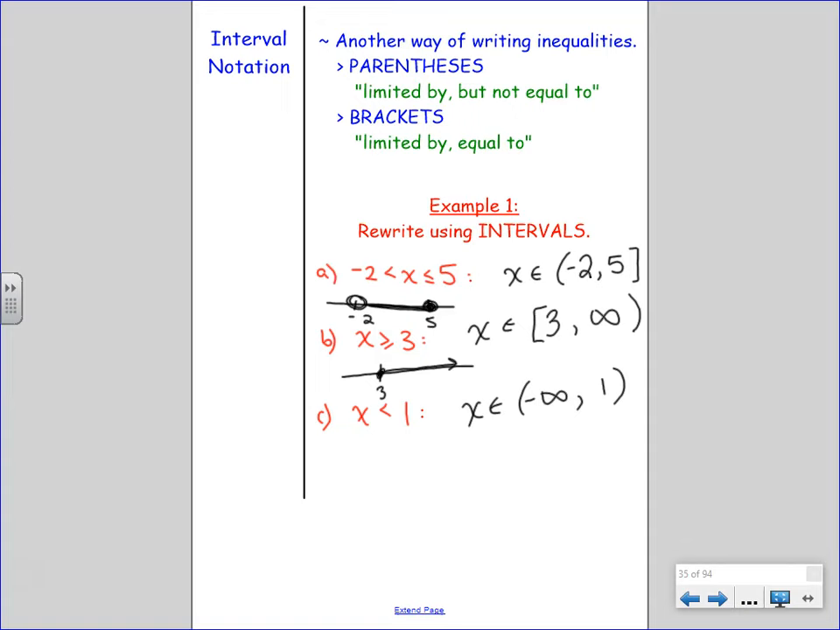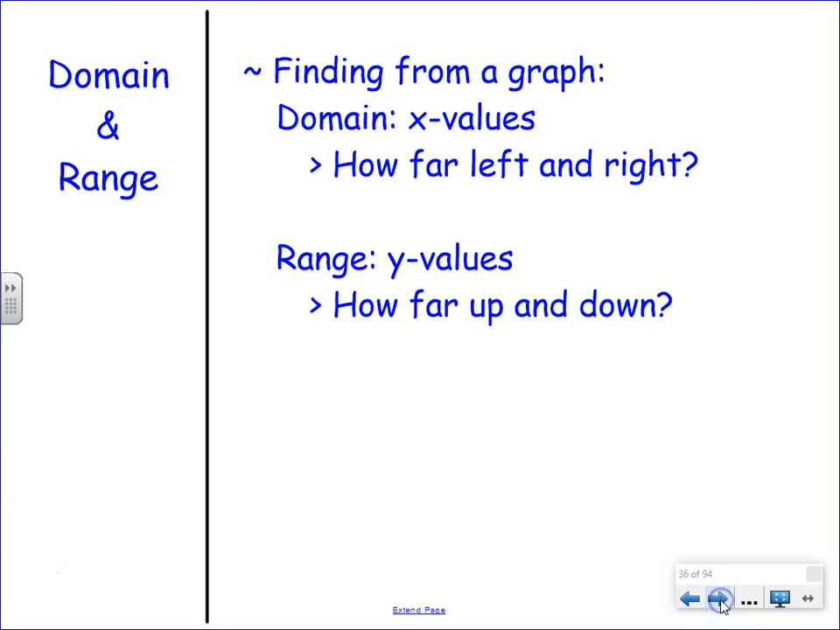Questions on interval notation? What's the comma mean? To or through. What do I put first? The answer to the question, how far left? And on the right, how far? So this one would be open, how far left? Negative. Cool?